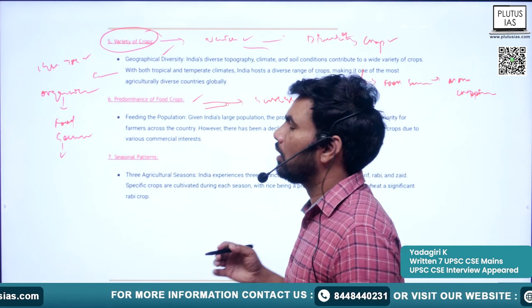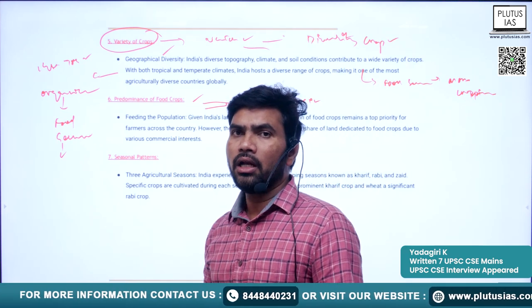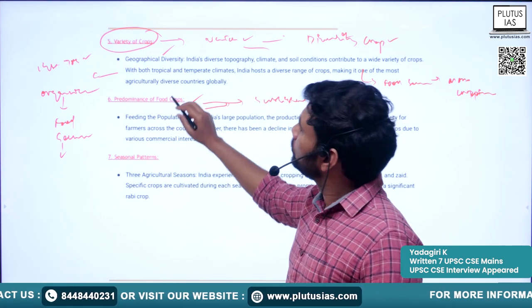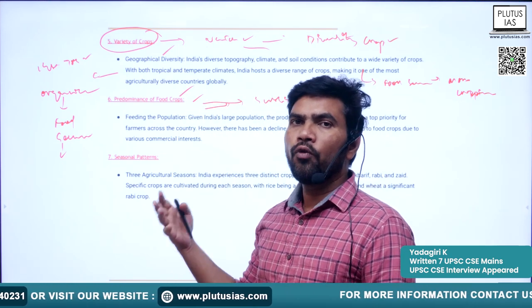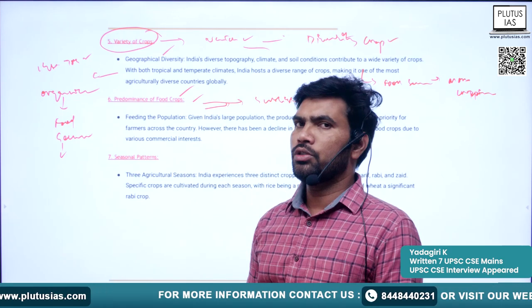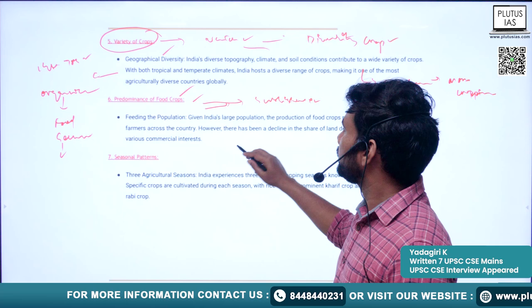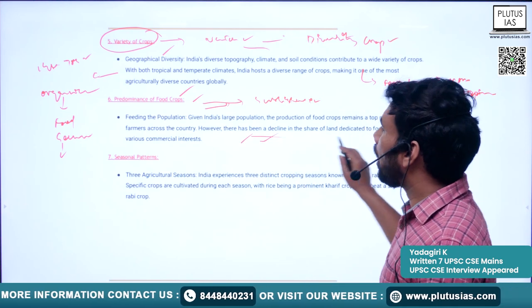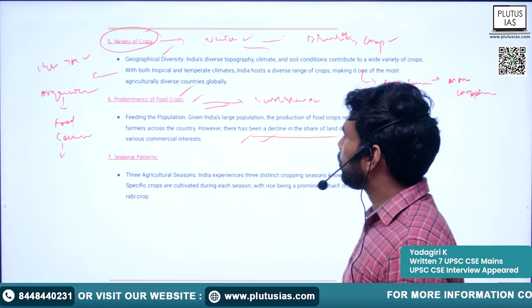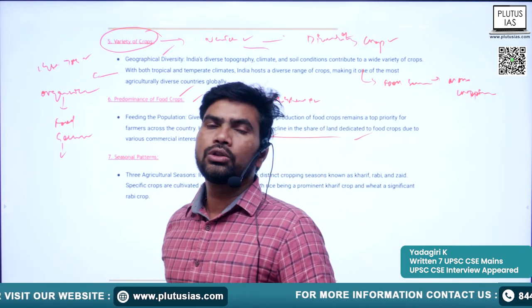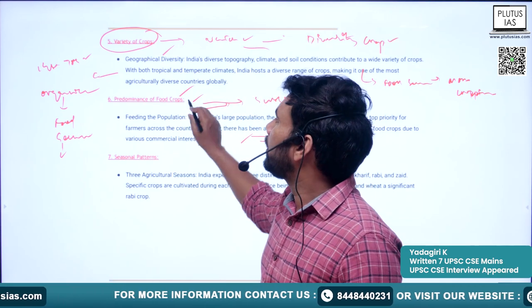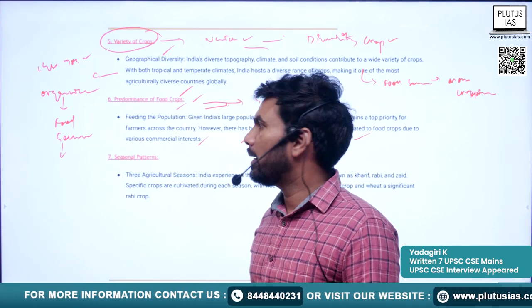When people are doing subsistence agriculture, they earn their livelihood, especially their food needs, from the agriculture. So generally they tend to grow food crops only. Whatever food is produced, they will consume. Of late, there has been a big decline in the share of land dedicated to food crops due to various commercial interests. Some people have started growing commercial crops also. But still, the predominance of food crops is being maintained.